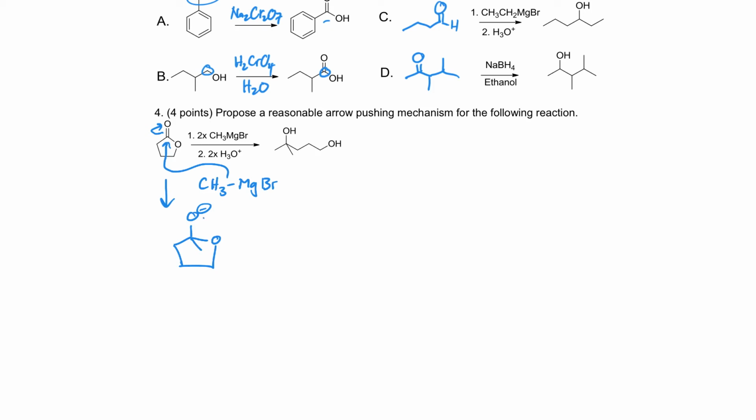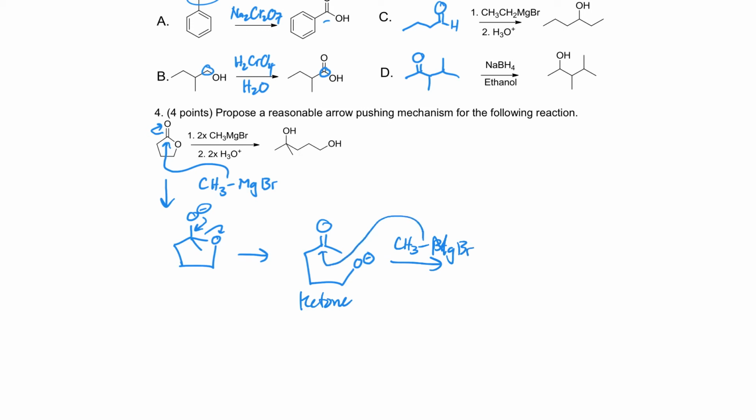And then the second step is loss of the OR group. And here we're not really losing it because it's still attached. And now I have a ketone I can add my second Grignard to. And I end up with 2 alkoxides now. And I can proton transfer or protonate both of those.